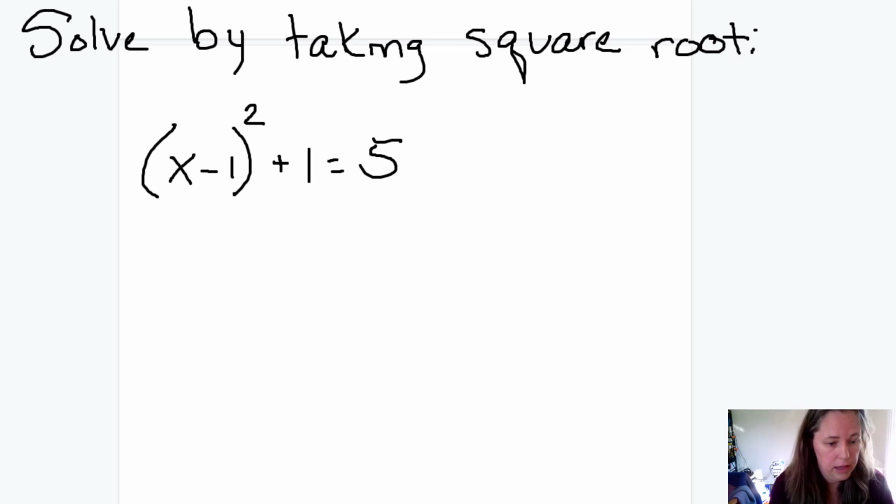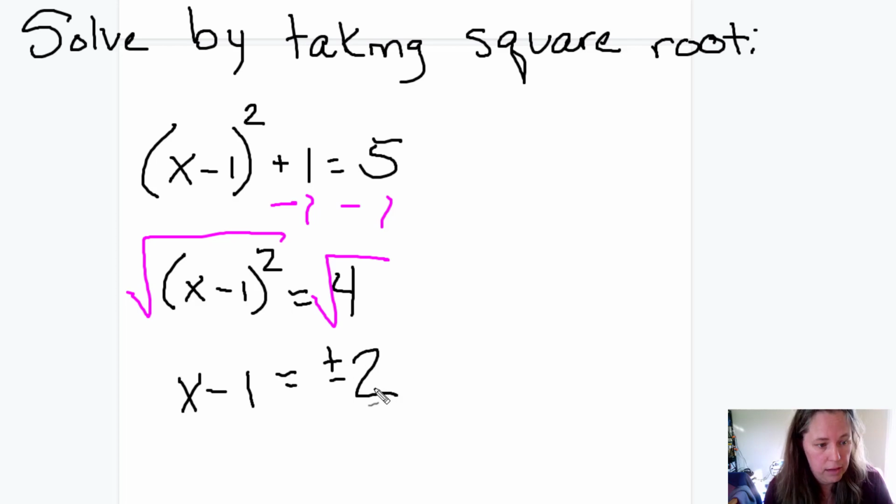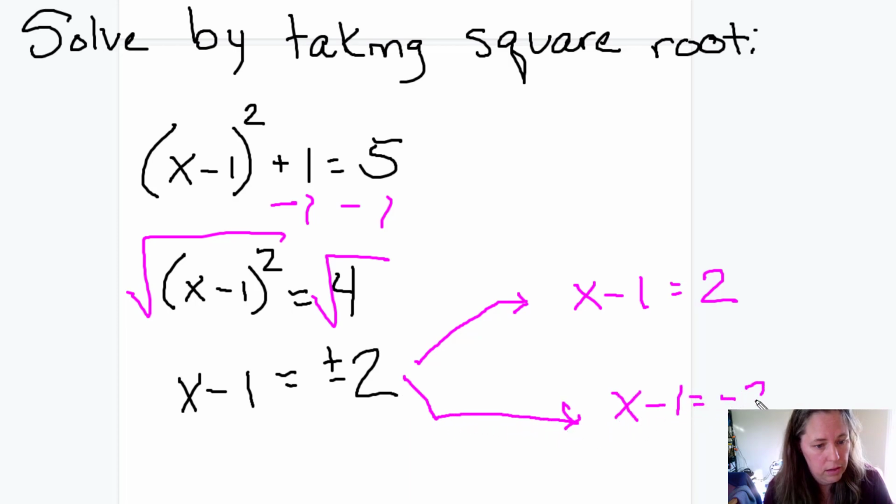I'm going to keep going here. We're going to subtract 1 from both sides. We get x minus 1 squared equals 4. We take the square root of both sides. We get x minus 1 equals, don't forget, plus or minus 2. And this breaks us into 2. We get x minus 1 equals positive 2, and we get x minus 1 equals negative 2.